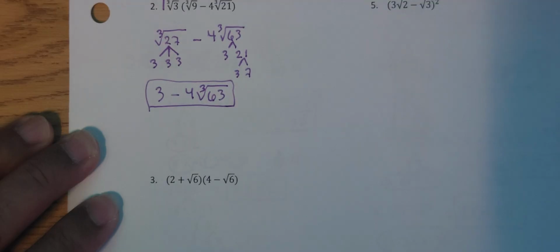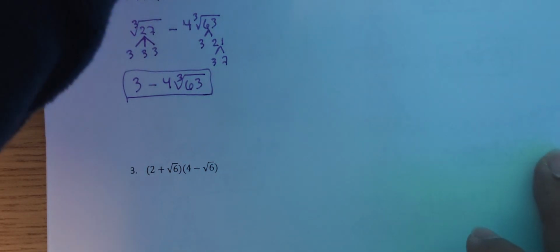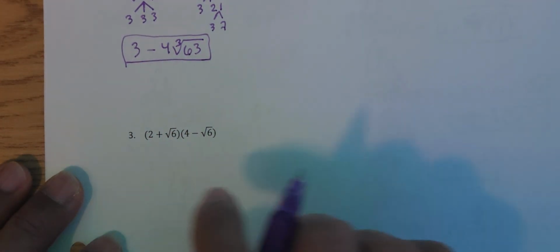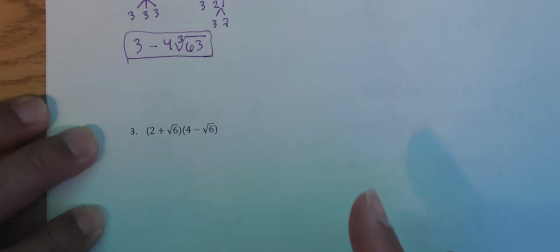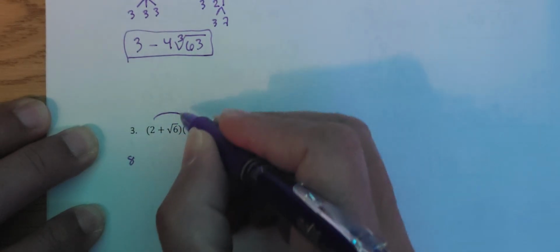All right, for the next example. So for this example, what I'm going to do is this is just again like when you multiply polynomials or binomials together. But for this example, we have radicals. So I'm going to use FOIL for this example, meaning multiply 2 times 4, that gives us 8.